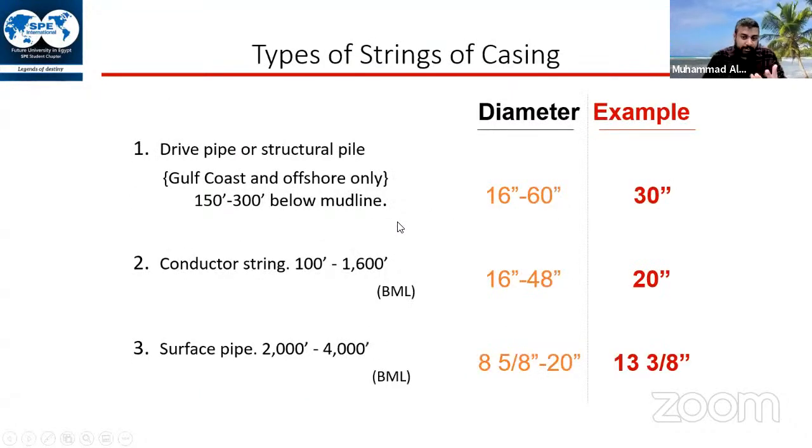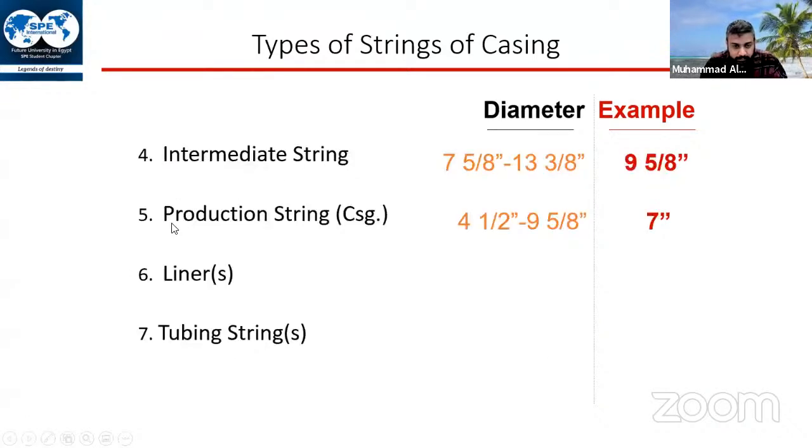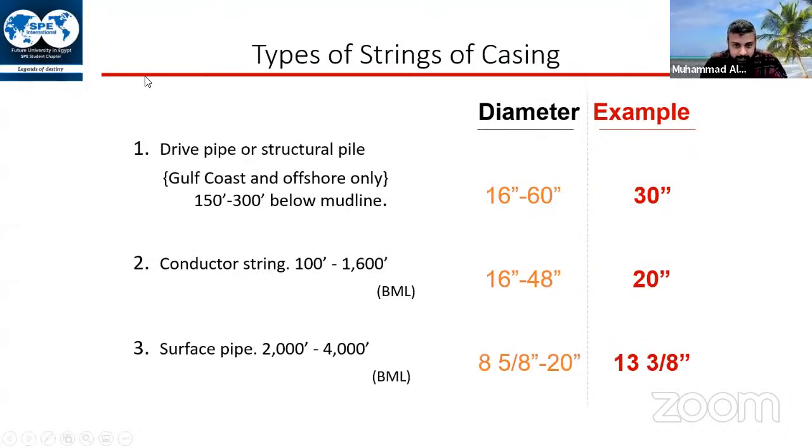So now when we look at the casings, we have 5 different types of casing. We have mainly the conductor string, the surface pipe, the intermediate string, the production string, then some liners and tubing installed later on. Let's look at the typical sizes.